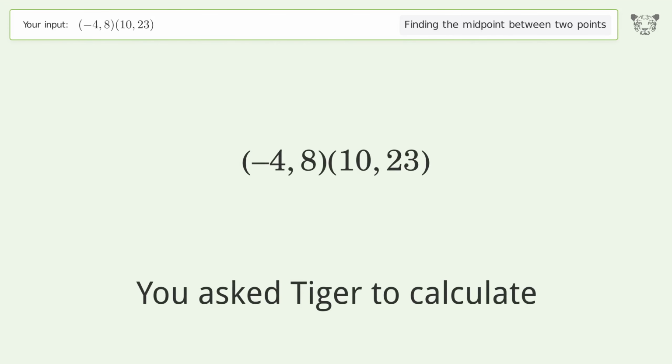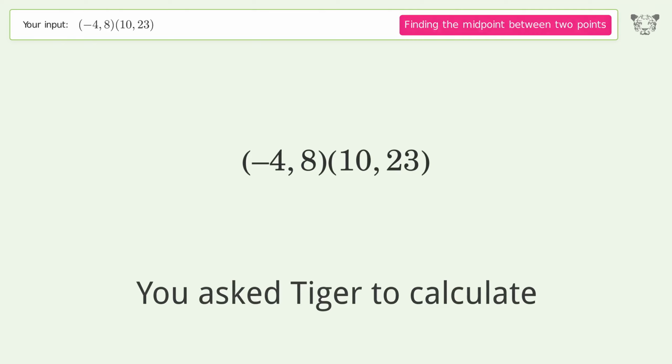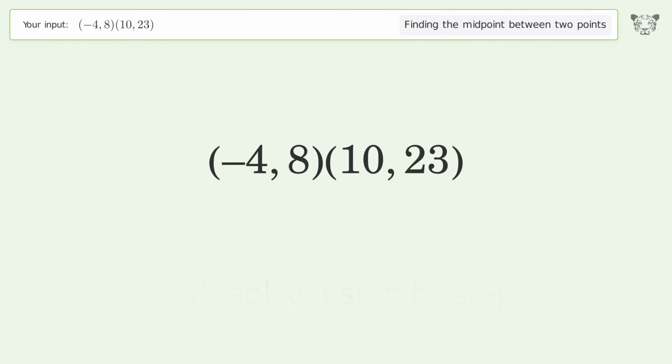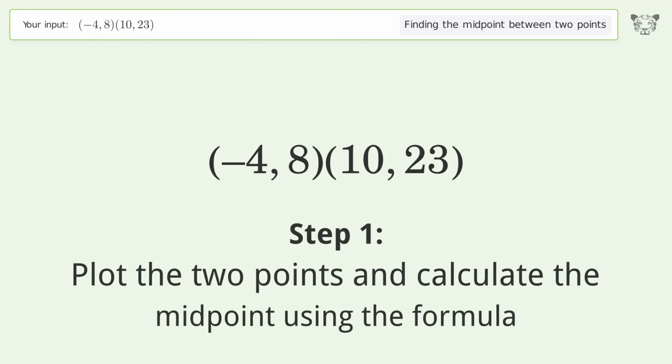You ask Tiger to calculate. This deals with finding the midpoint between 2 points. The midpoint between the 2 points is 3, 15.5. Let's solve it step by step. Plot the 2 points and calculate the midpoint using the formula.